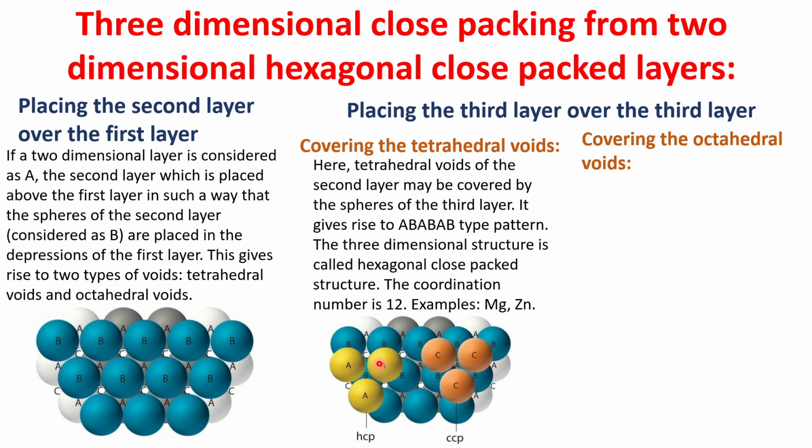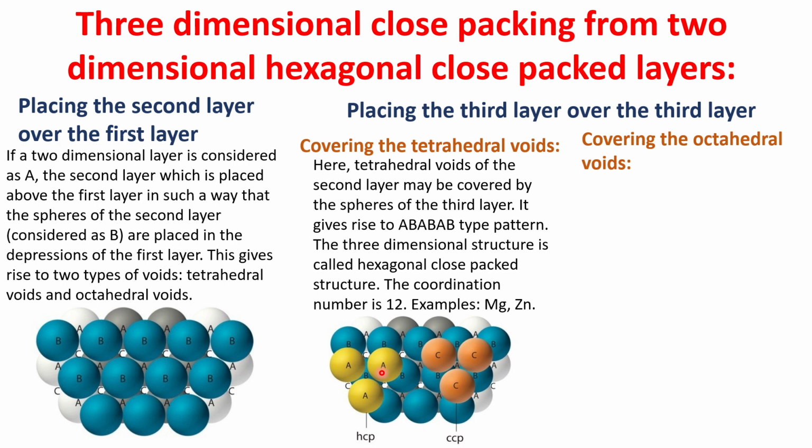If we see here, B and B are present, and A is present over there. That means the void generated behind A, considering these three molecules, forms a tetrahedral void, and the pattern will be generated as A, B and A. That means the A layer is present, then the B layer is present in the depression of the first layer, and above the B layer, again an A layer is present.